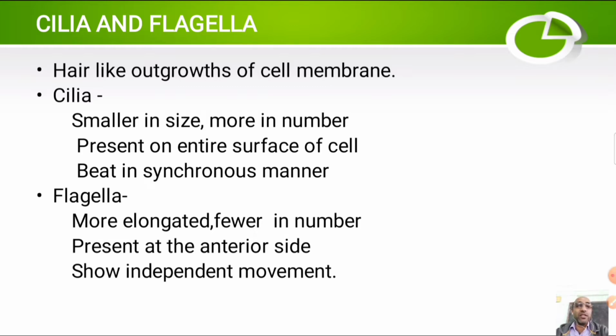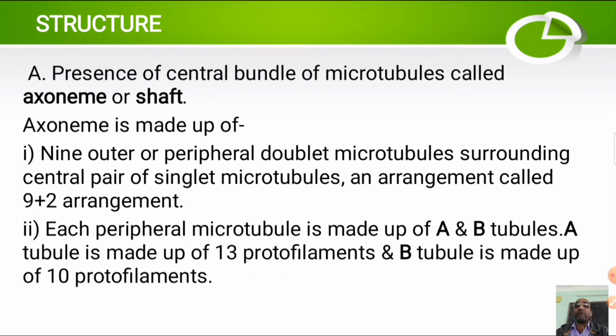Now, let us come to the structure of cilia and flagella. As far as cilia and flagella structure is concerned, there is presence of a central bundle of microtubules which are called axoneme or shaft. Okay, presence of central axoneme or shaft. Now, axoneme is made up of 9 peripheral doublet microtubules, with central singlet microtubule.